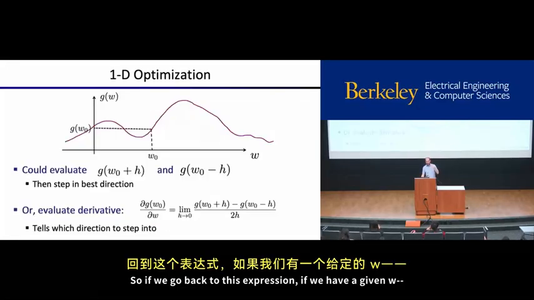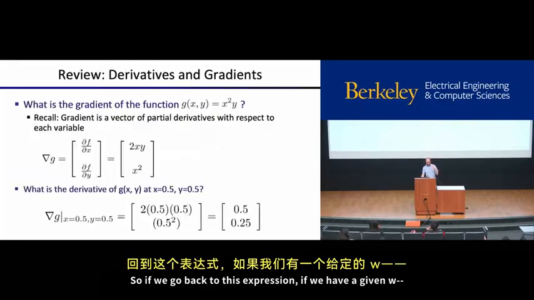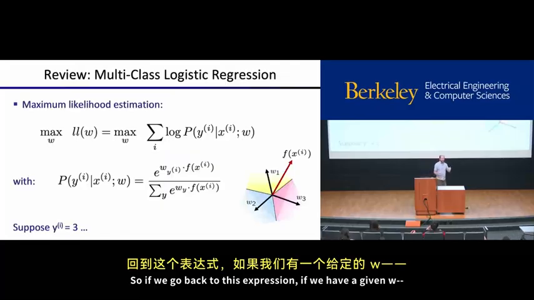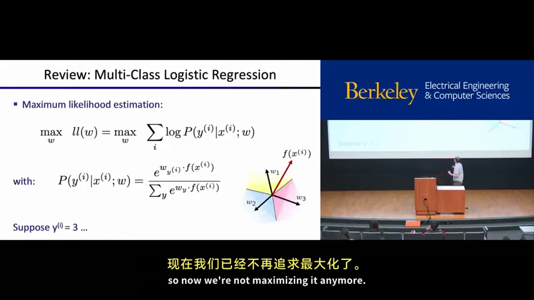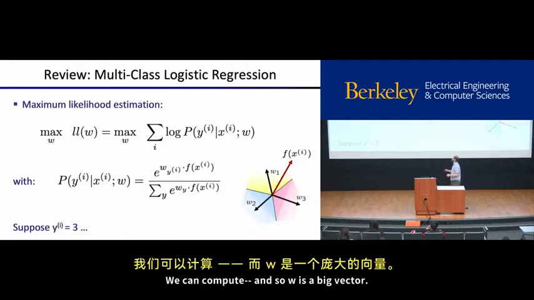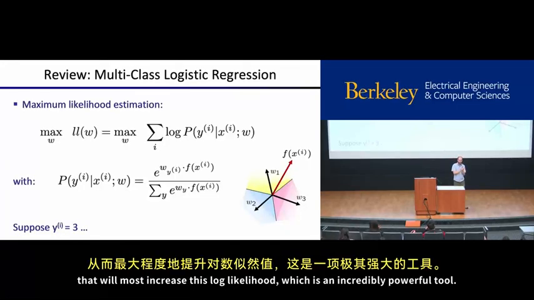So if we go back to this expression, if we have a given W, so now we're not maximizing it anymore, we're just thinking about what is the log likelihood of a given W, we can compute, and so W is a big vector, we can compute exactly which direction to change W that will most increase this log likelihood, which is an incredibly powerful tool.